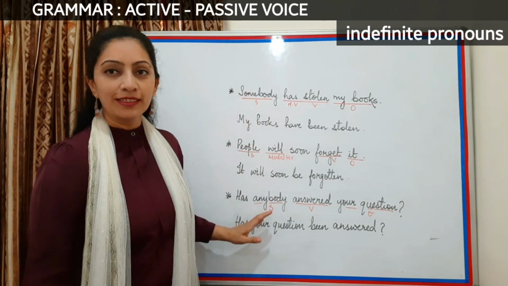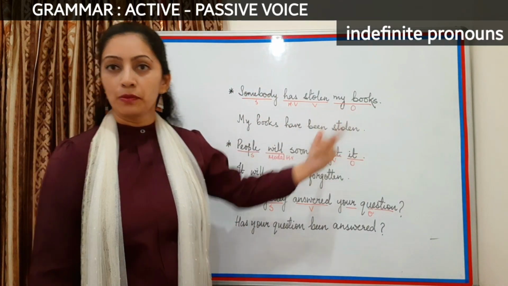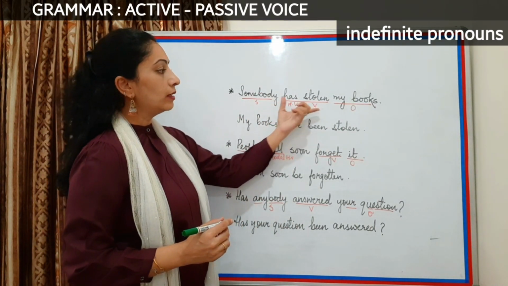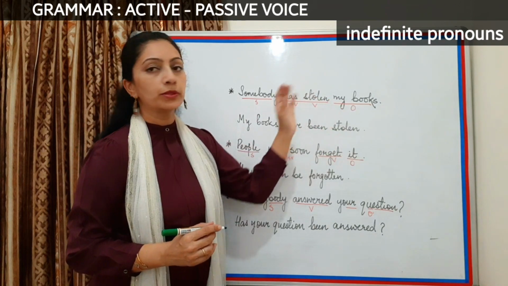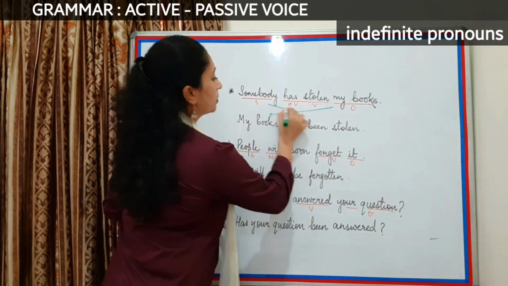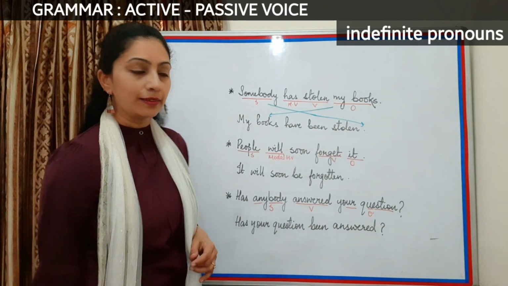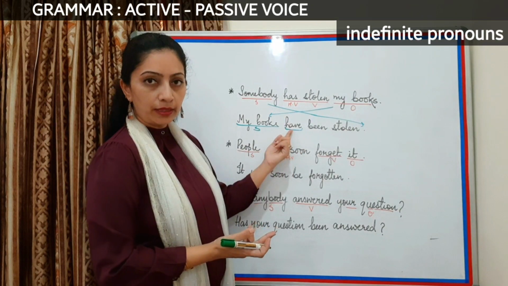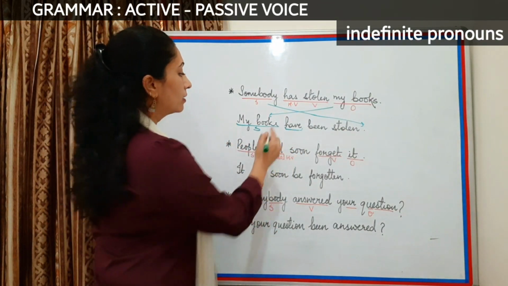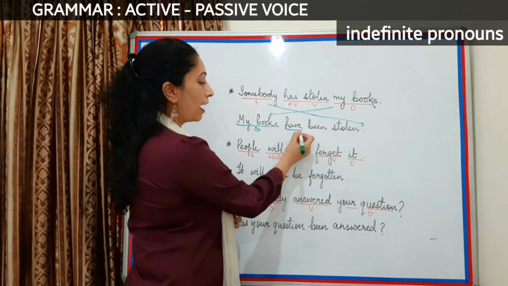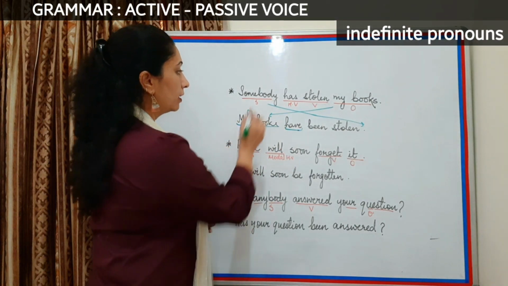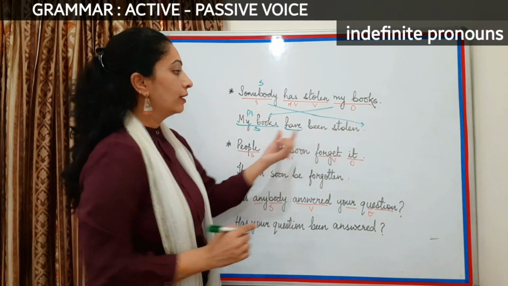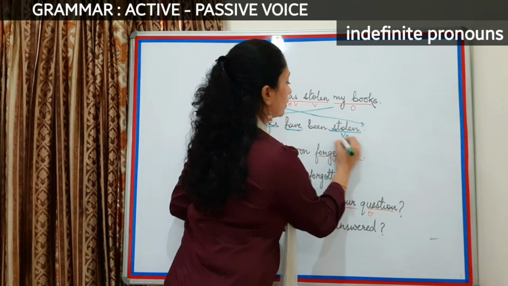Now let's try to change these sentences. I've already marked what is subject, object and verb here. Subject is somebody, "has stolen" is the verb with helping verb, and "my books" is the object. So let's interchange the position and see. My books will now become the subject. Has will become have, because the tense has to remain the same. Now my subject is plural, whereas earlier my subject was singular. So because of the plural subject, I have changed it to have, and then the third form of the verb.